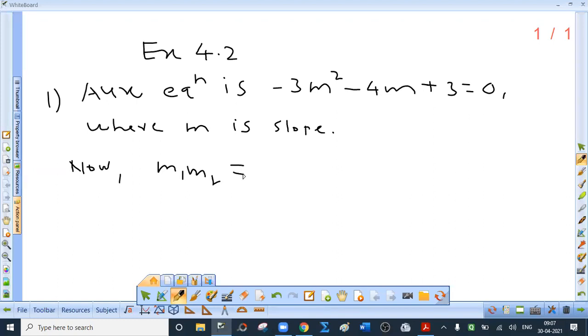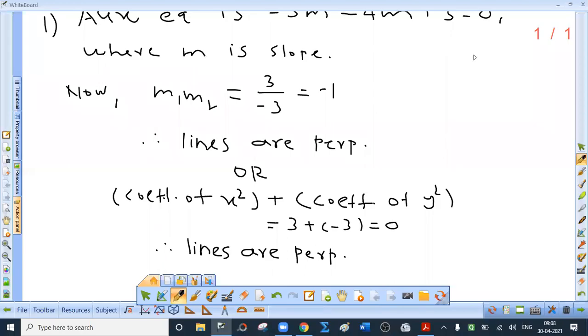Now m1 m2, 3 upon minus 3 equal to minus 1. So lines are perpendicular. As I said, you may write here coefficient of x square plus coefficient of y square is 3 plus minus 3 equal to 0. So lines are perpendicular to each other.